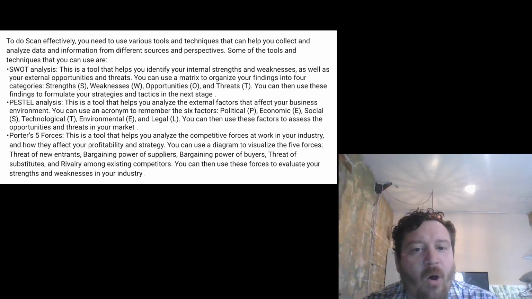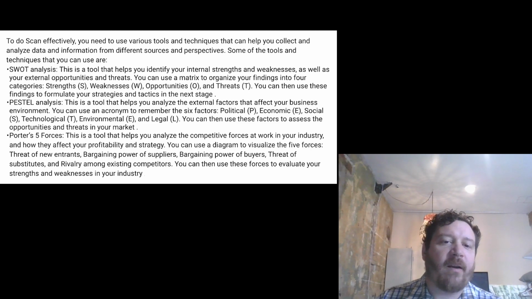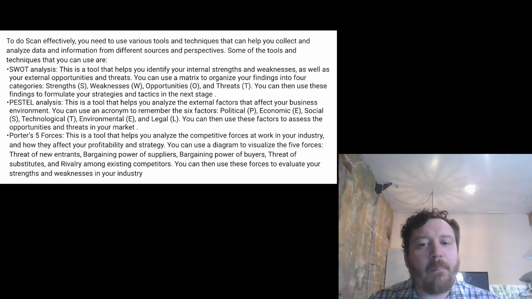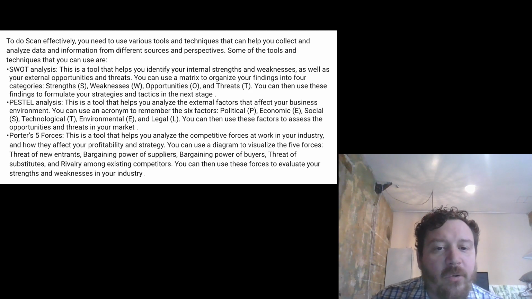PESTLE analysis. This is a tool that helps you to analyze the external factors that affect your business environment. You can use an acronym to remember these six factors: political, economic, social, technological, environmental, and legal. You can then use these factors to assess the opportunities and threats in your market.